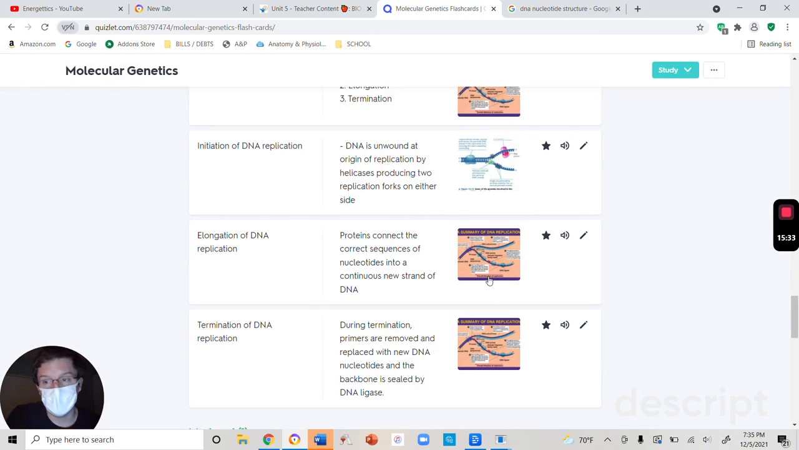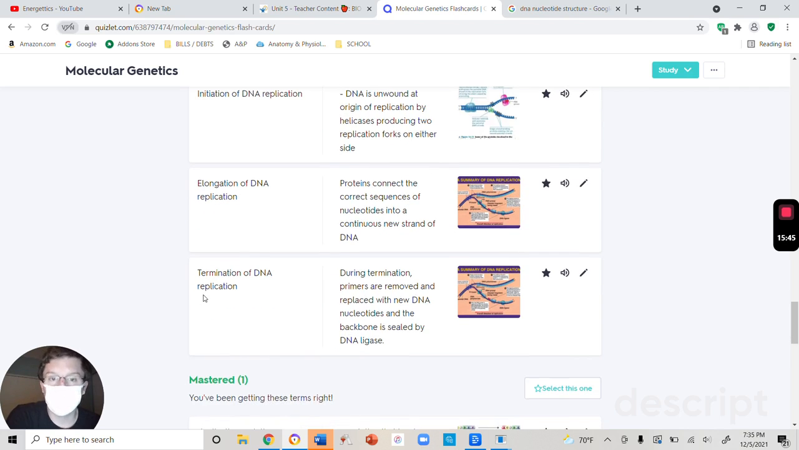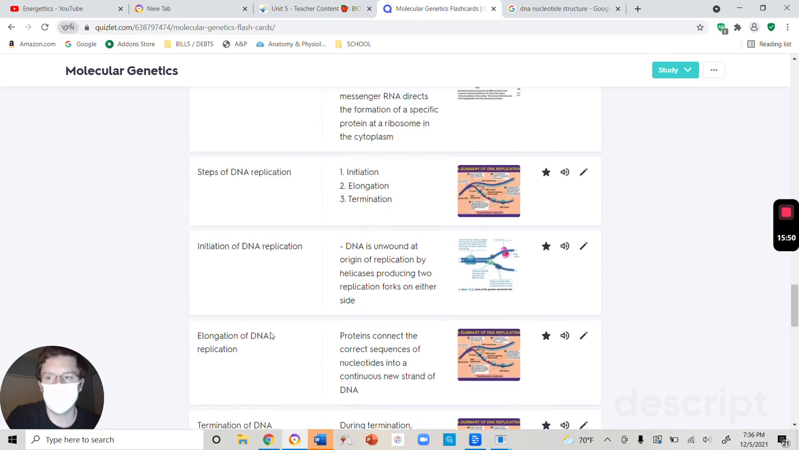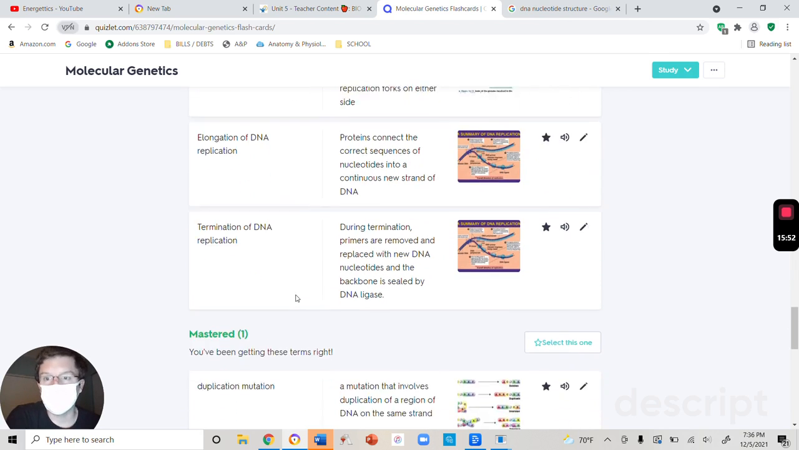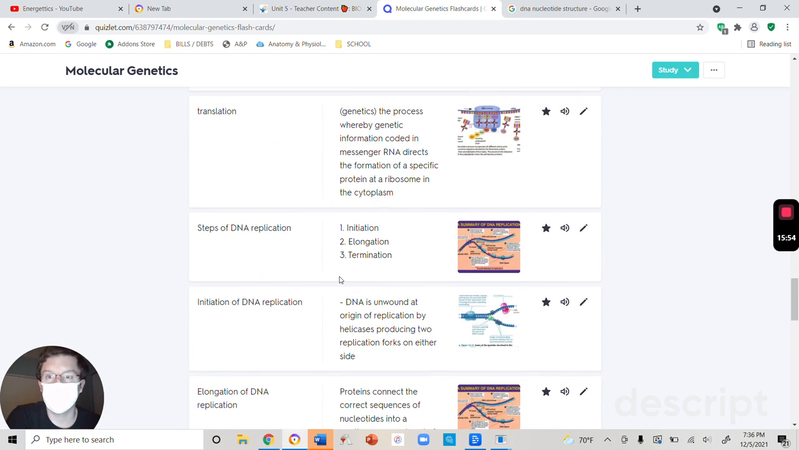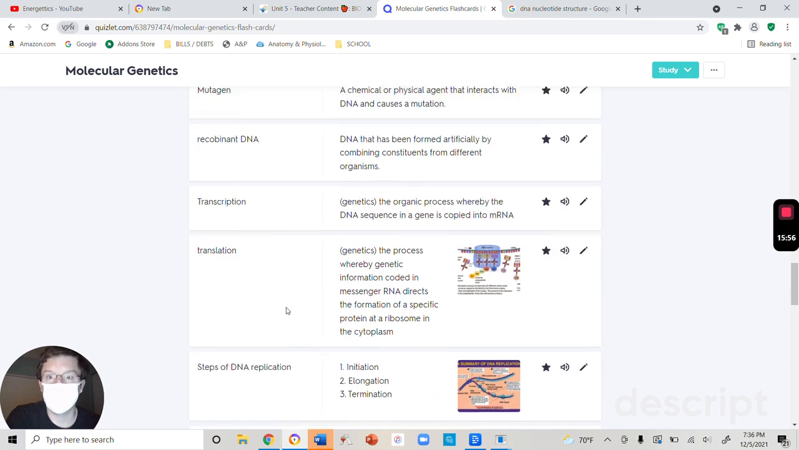This gets pretty complicated, but you don't need to know it in vivid detail. You just need to know initiation, we're unwinding. Elongation, we're adding on those nucleotides. Termination, we're done, we're finished, all right? It's over, everybody go home. All right, so that's initiation, elongation, and termination of DNA replication.